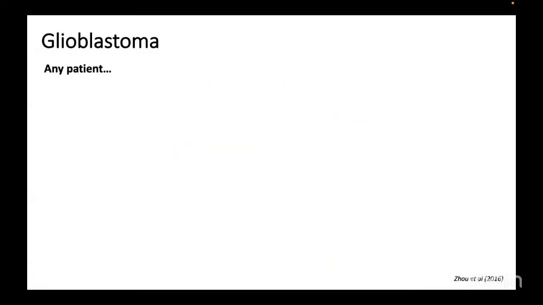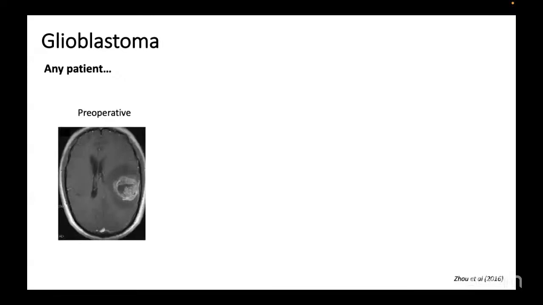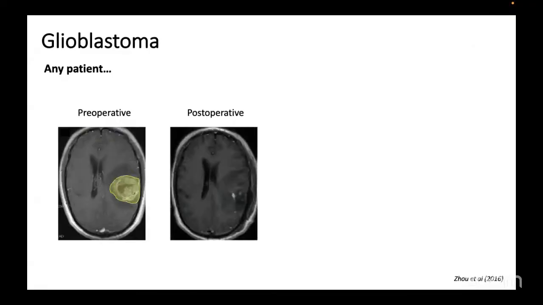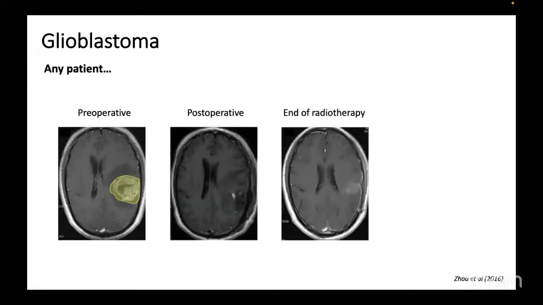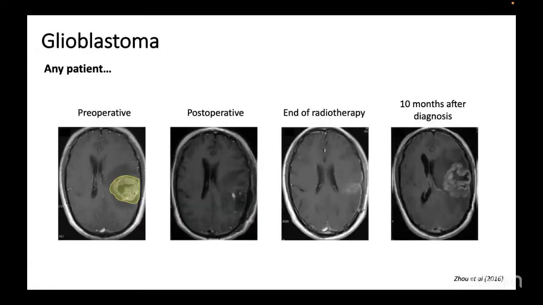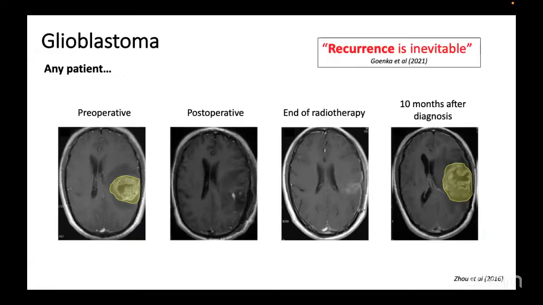So this would be the typical course for a patient. This is what it would look like at diagnosis. This is the tumor. After surgery, we can more or less remove most of the tumor. After radiotherapy, it seems that everything's going well, but unfortunately, about 10 months after diagnosis, we can see how the tumor has recurred. And this is similar for almost every patient, to the point that we say that recurrence is almost inevitable. And one of the main reasons behind this failure of the current treatments we have is the heterogeneity that is present in glioblastoma.